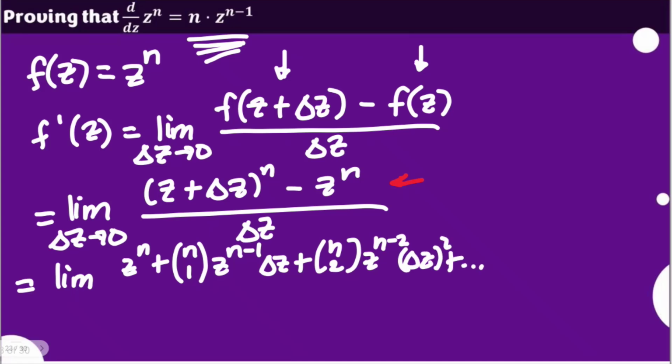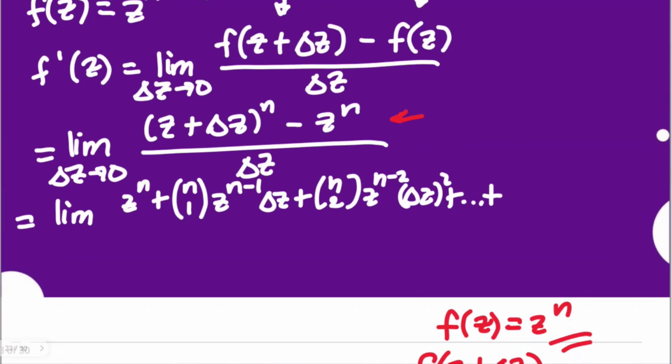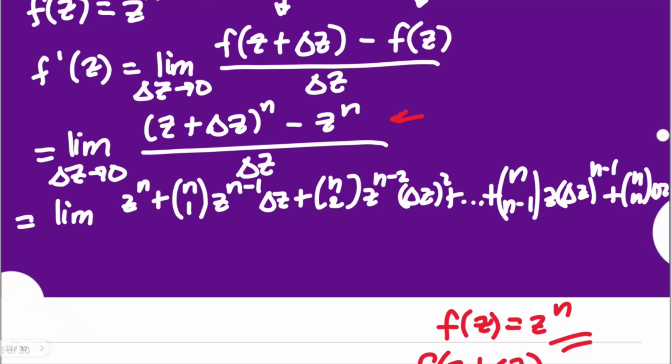Plus, again, you will reach here your second to the last element, n taken n minus 1, you will have here z and your delta z raised to the power of n minus 1, and then you have here plus n taken n delta z raised to n. Okay, so that's it for this form alone.